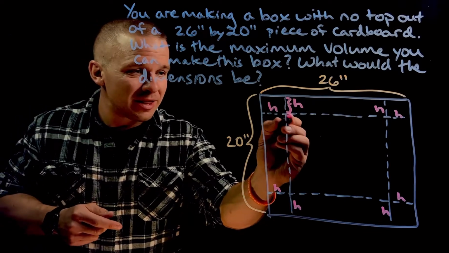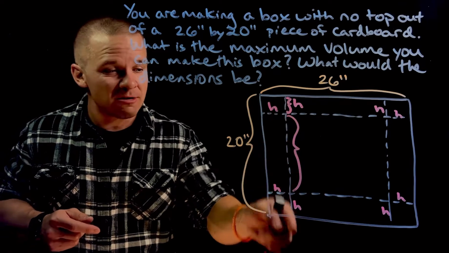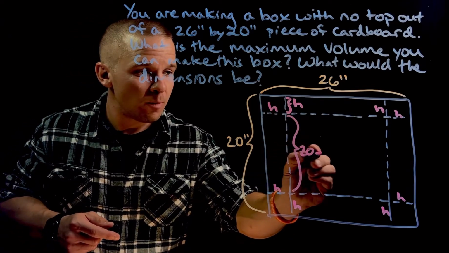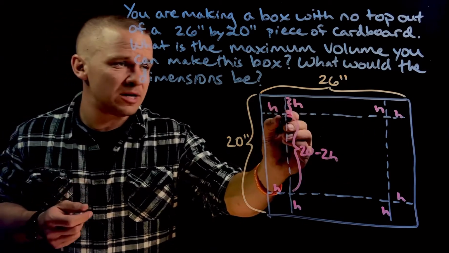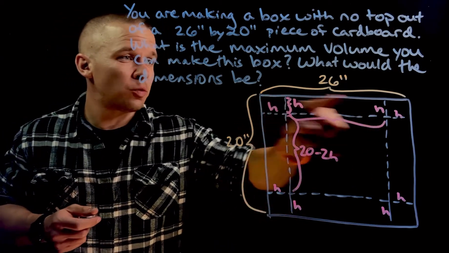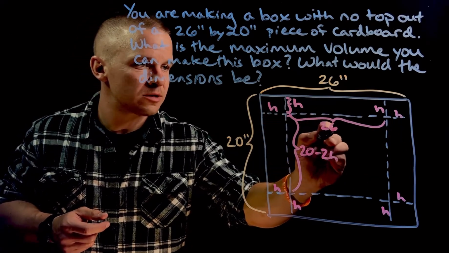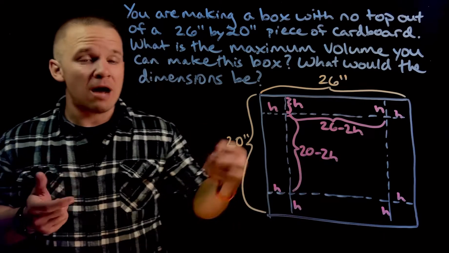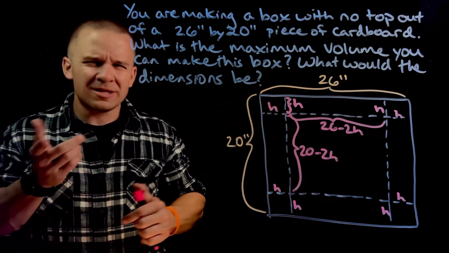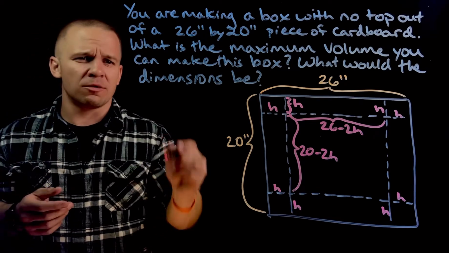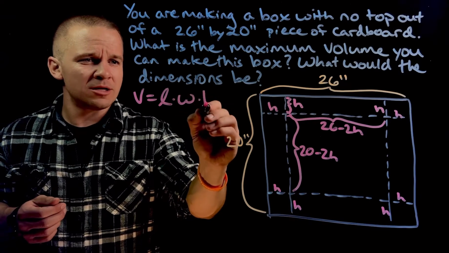So how am I going to get this length right here? Well, that would be 20, but subtract the height here and here, so 20 minus 2h. Then how am I going to get this length right here? Same idea, except now it's out of 26, minus this h right here and that h right there, so 26 minus 2h. So I now have my length, my width, and my height of this box. What's the formula for the volume of a rectangular prism? Well, volume is equal to length times width times height.